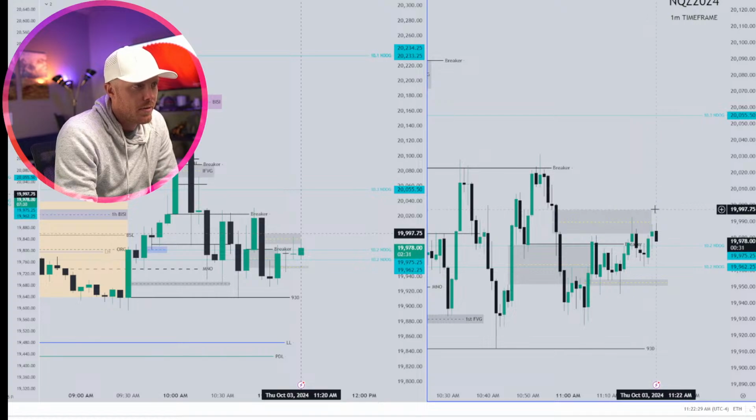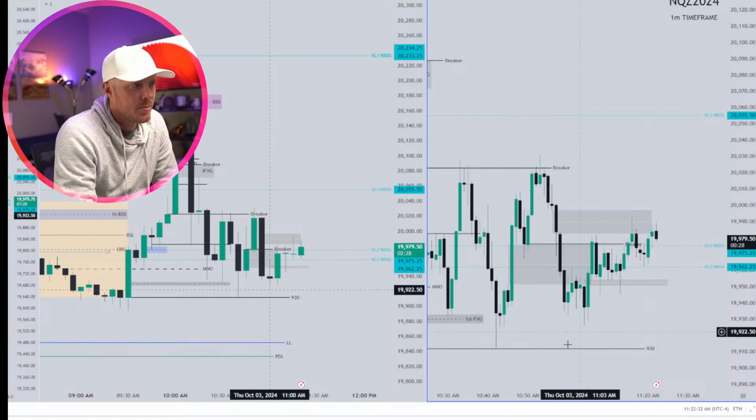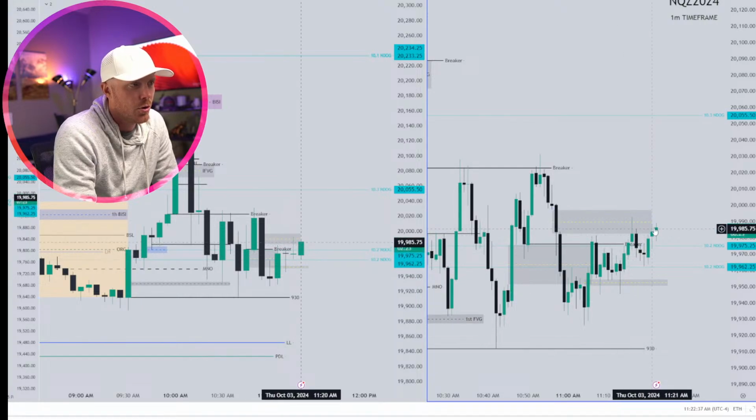Now, if we close above this, I'm not interested in that going to these highs because we really never ran liquidity here and we've just been consolidating, slowly moving higher.